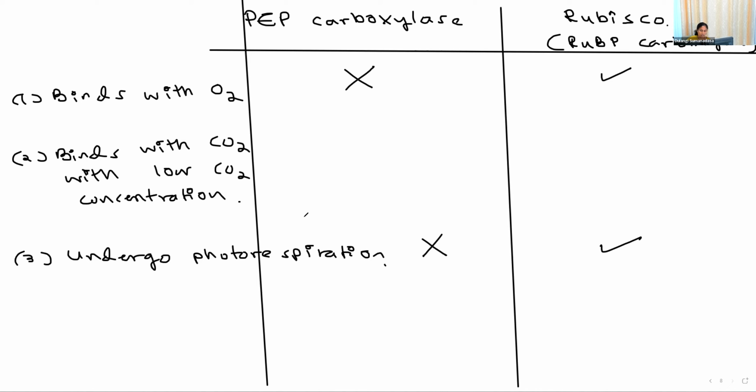It binds with carbon dioxide at low carbon dioxide concentrations. That is PEP carboxylase, because it only binds with carbon dioxide, whether the concentration is high or low, it doesn't matter. But Rubisco, to bind with carbon dioxide, needs a high concentration. If the carbon dioxide is low, it can't bind. Is this clear? These are not in the notes. So write this down.